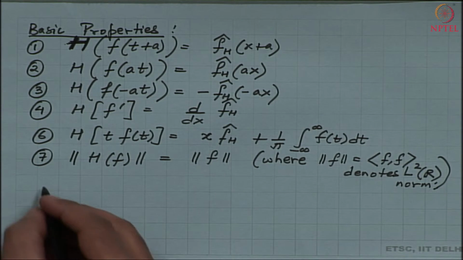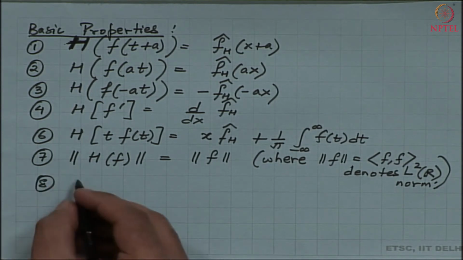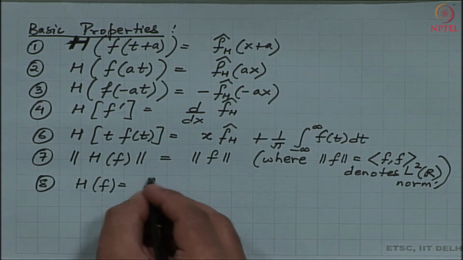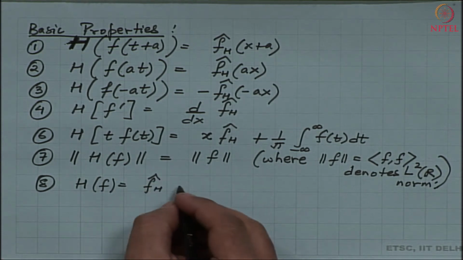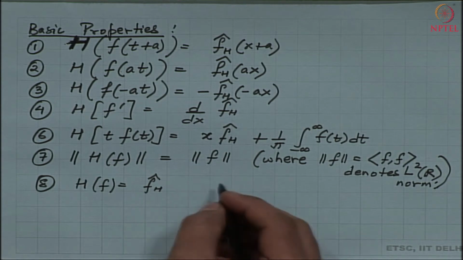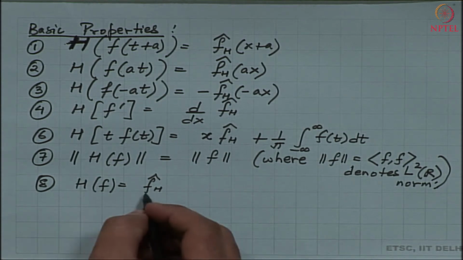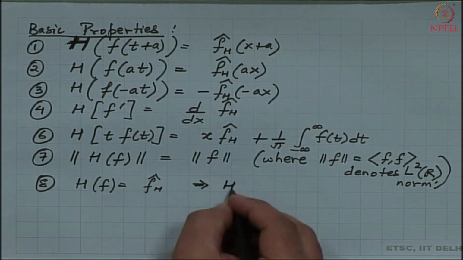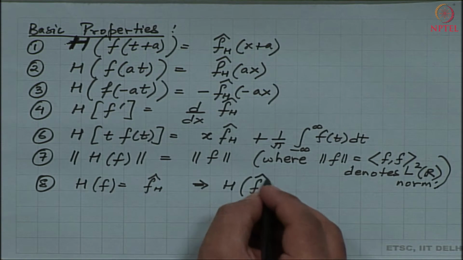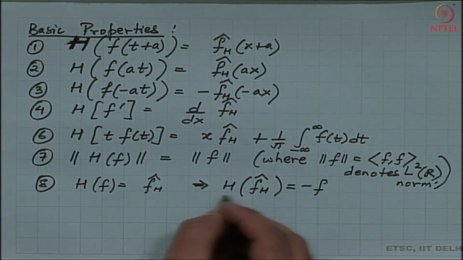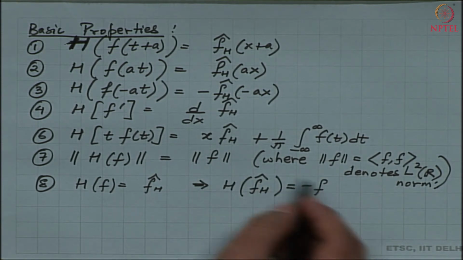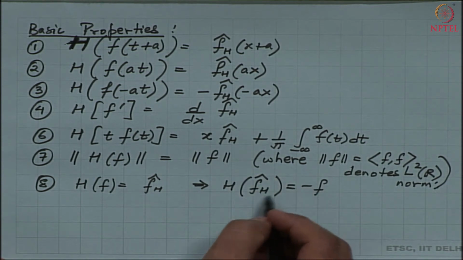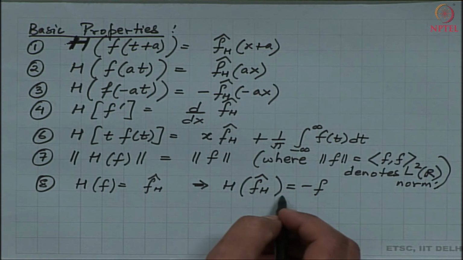Okay. So, another property shows that the Hilbert transform of the function, let us again denote it by f hat h, is, well, if f hat h is the Hilbert transform of the function, then the Hilbert transform of f hat h is negative f. We have seen this from the property of the inverse Hilbert transform, that we get a minus sign when we take the Hilbert transform of a Hilbert transform of f.